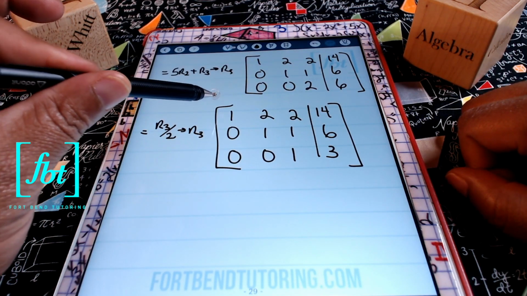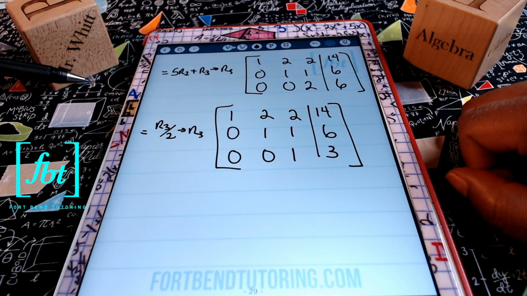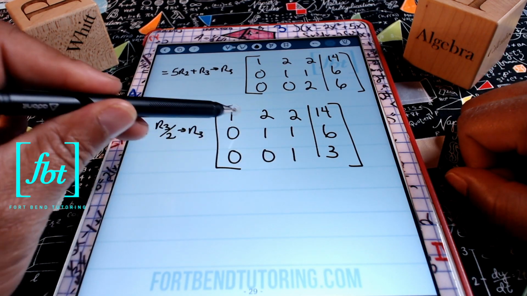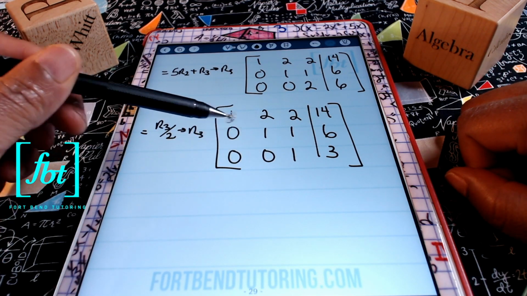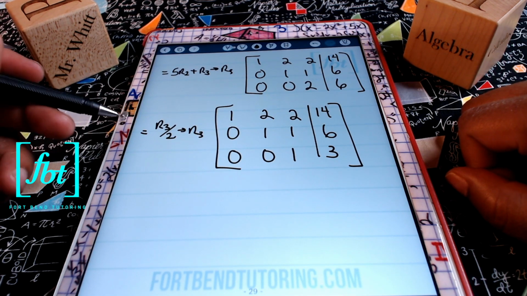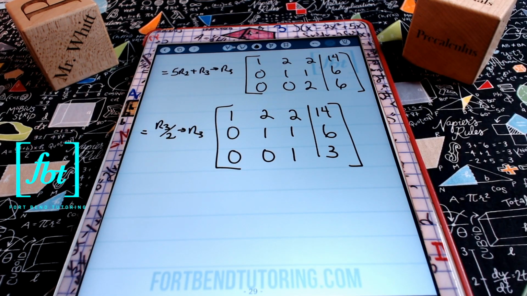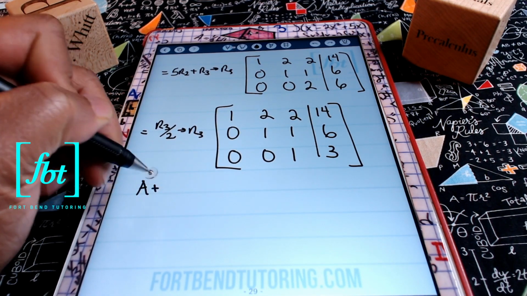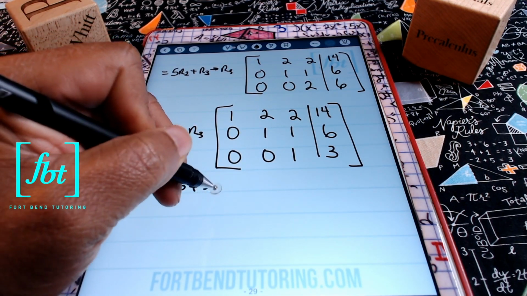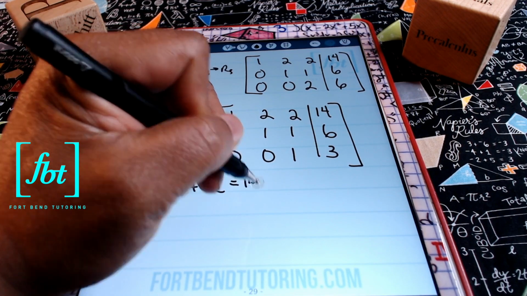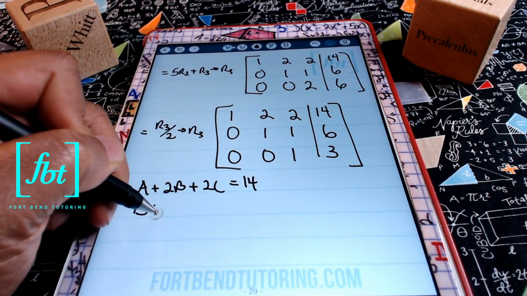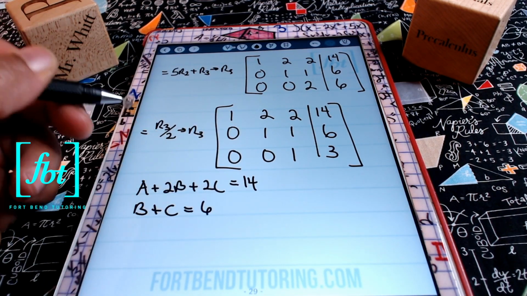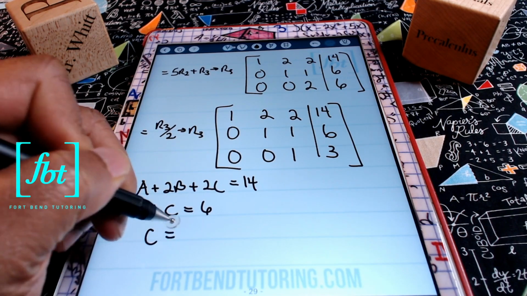You now have your augmented matrix in row echelon form. You know this to be the case because the elements in your main diagonal are all 1s and you have 0s underneath those 1s. Okay, so that being the case, then we will now back substitute. So in back substituting, you'll have A plus 2B plus 2C equals 14. You'll have B plus C equals 6. And you'll also have C equals 3.